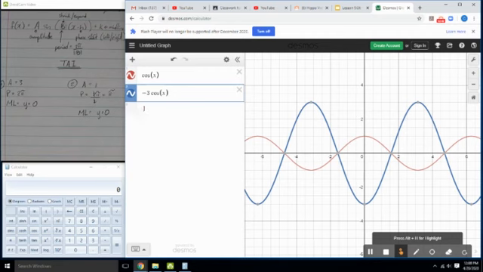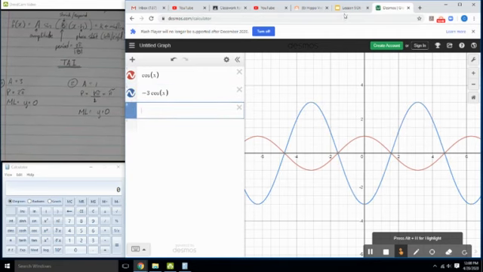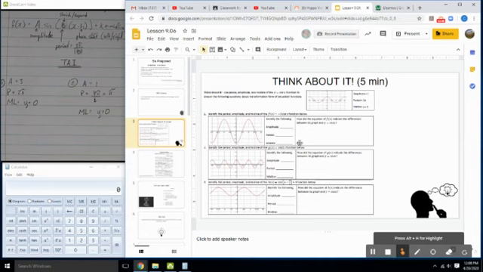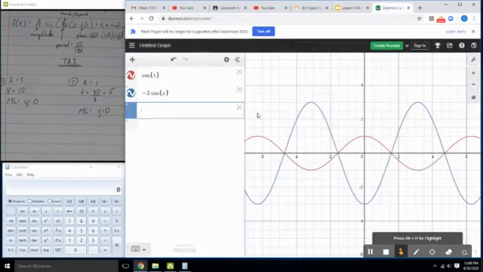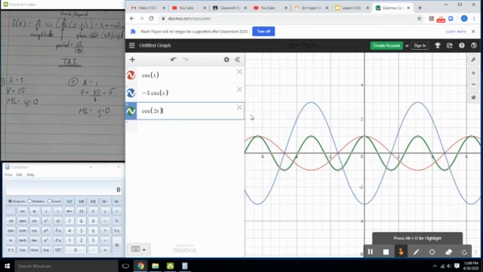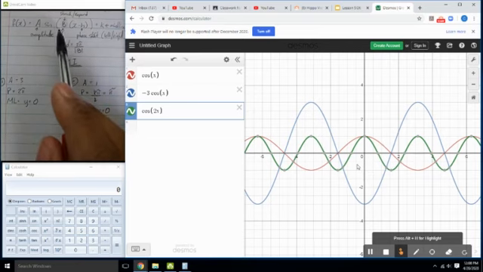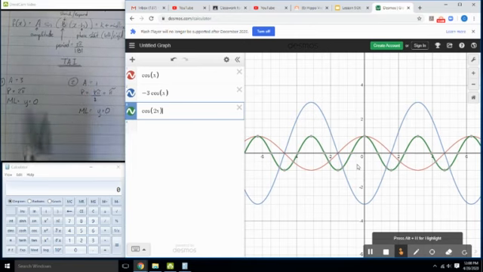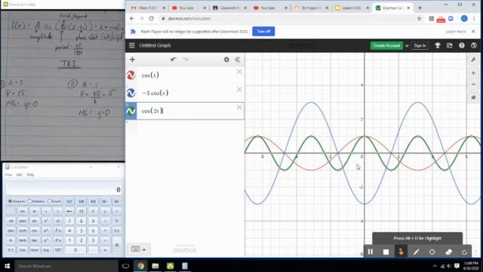The third one says cosine of 2x. You can see how different this one is. It shrunk, based upon the b. The b tells you if it shrinks or it expands. And the final one says cosine of x minus pi over 2 plus 4.